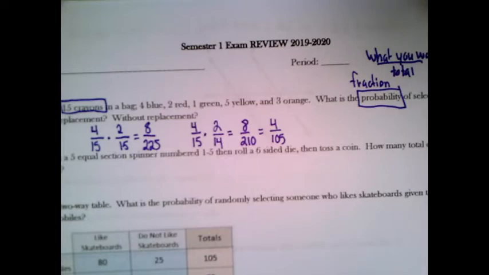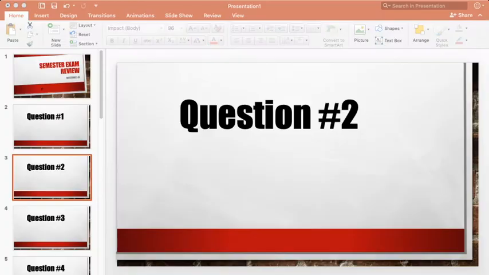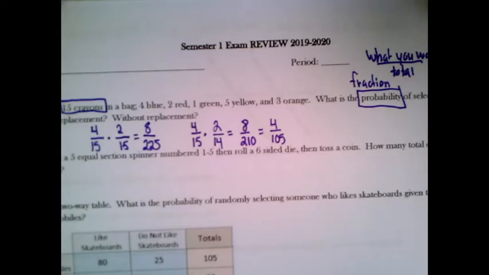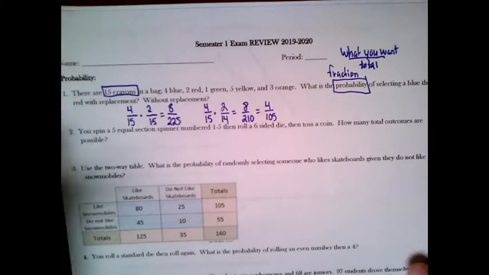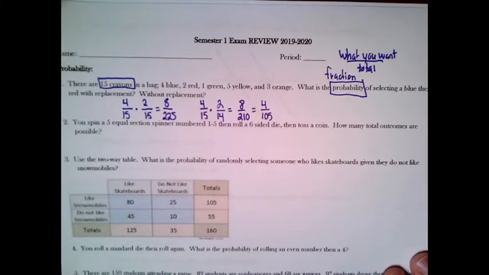So we are now on to question number 2. Okay, so I'm going to switch back to that. Okay, question 2, let me zoom out a little bit here. It says you spin a 5-section spinner, numbered 1 through 5, roll a 6-sided die and toss a coin. How many total outcomes are possible?